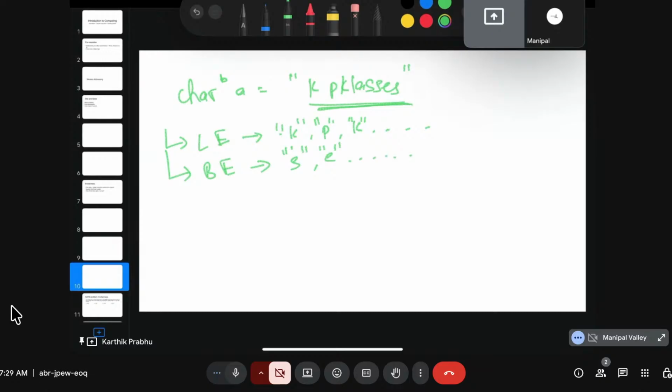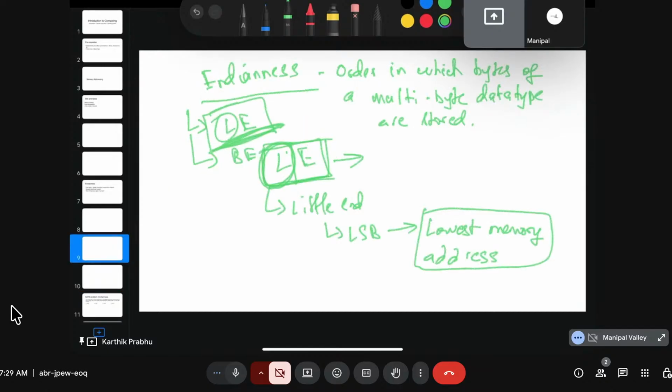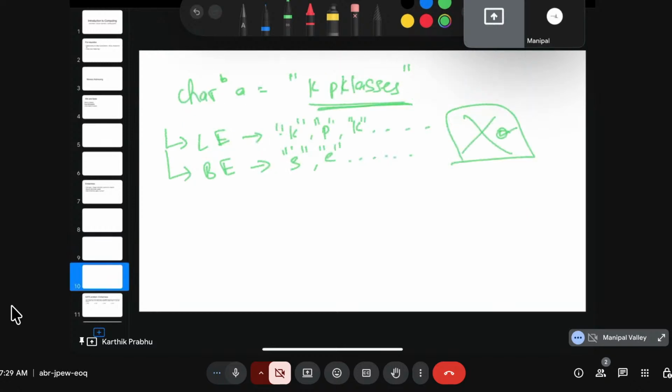Yeah, so this is a misconception. This is not correct. This is what I want to emphasize about endianness: how multi-byte data types are stored. I told you that in modern systems, characters are ASCII, right? And ASCII is 1 byte. So you're saying there can be multiple characters too. No, I'm saying that a string is not a multi-byte data type, right?